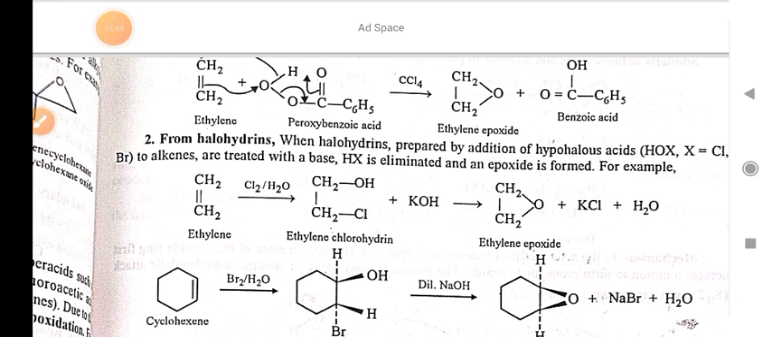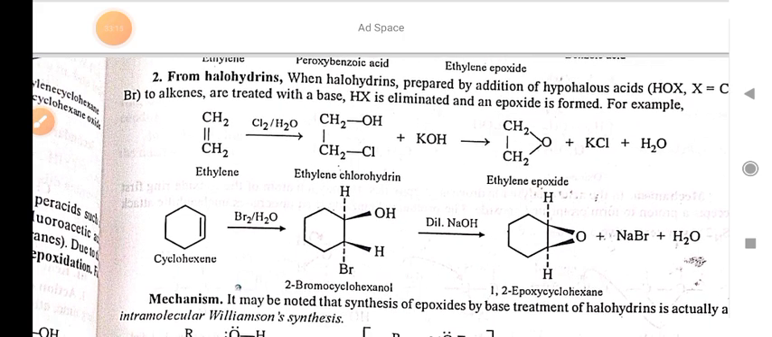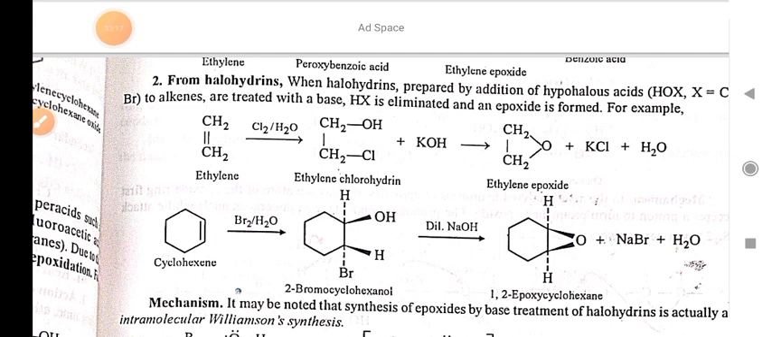From halohydrins. When halohydrins, prepared by addition of hypohalous acids to alkenes, are treated with a base, HX is eliminated and an epoxide is formed. For example, ethylene plus Cl2/H2O gives ethylene chlorohydrin, plus KOH gives ethylene epoxide plus KCl plus H2O. Cyclohexene plus Br2 plus H2O gives 2-bromocyclohexanol, plus dilute NaOH gives 1,2-epoxycyclohexane plus sodium bromide plus water.